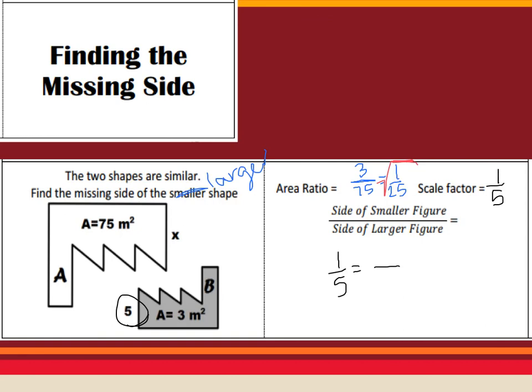In our ratio, our smaller number is in the numerator, so our 5 is going to go in the numerator because the value for x has to be greater than that. In this proportion, 1 times 5 is 5 in our numerator. In the denominator, 5 times 5 gives us a value of 25, so the side of the larger polygon would be 25 meters.